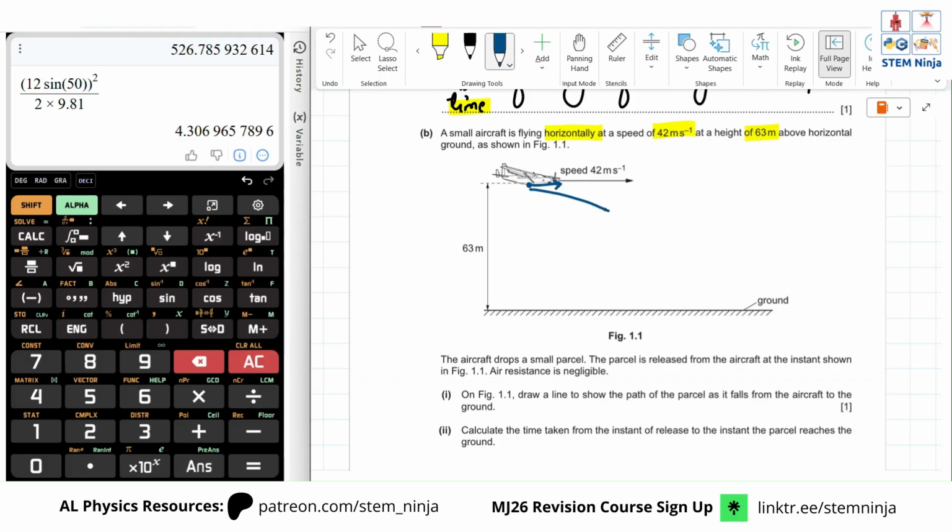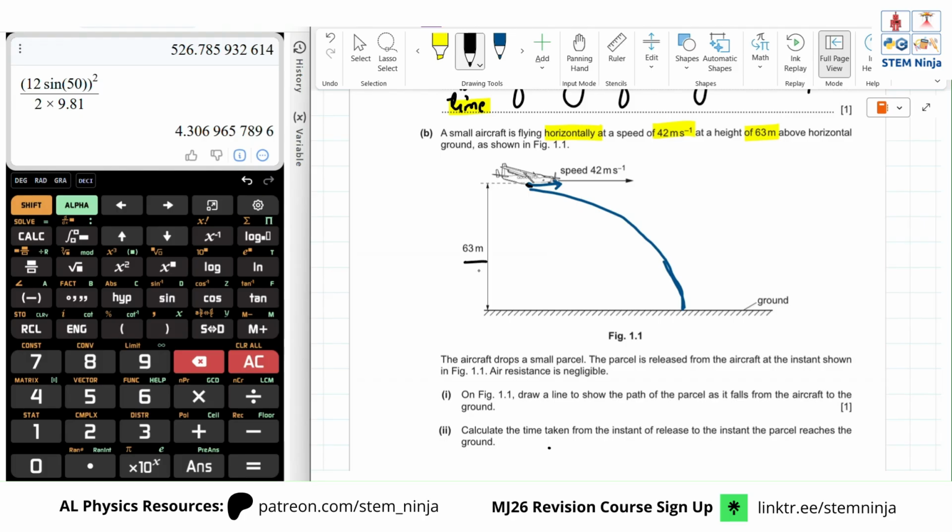So it will fall this way, because it's going to gain vertical velocity as it moves forward. Calculate the time taken from the instant of the release to the instant the parcel reaches the ground.